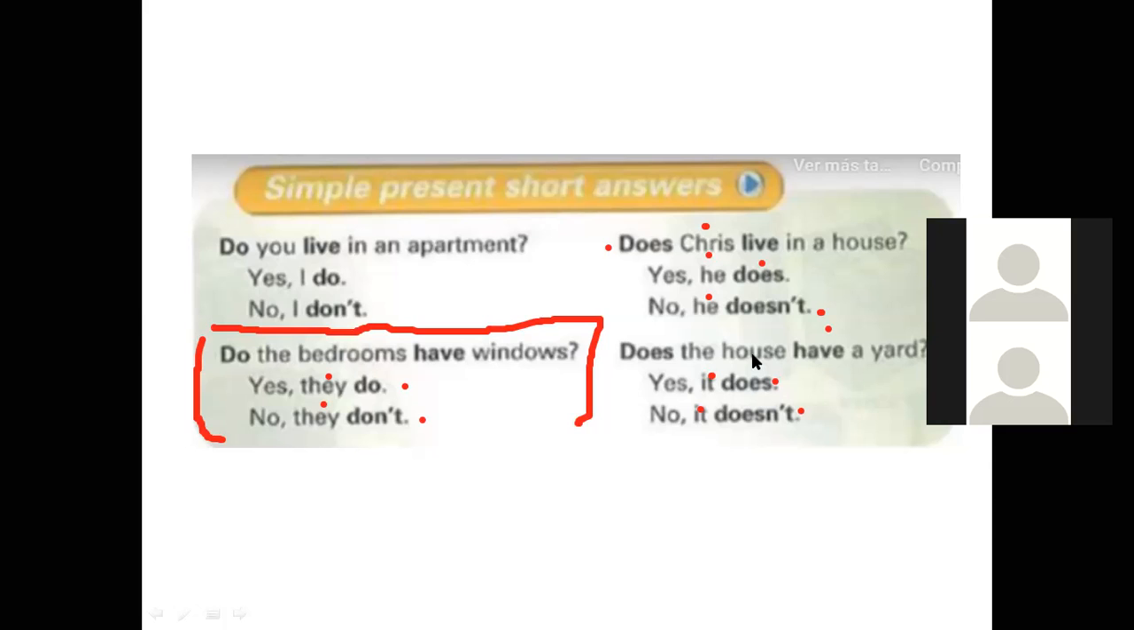So, I was saying, we use an auxiliary. But in this case, when we talk about he, she, and it, we use the auxiliary does. Does Chris live in a house? Does the house have a yard? We don't change the verb, all right?